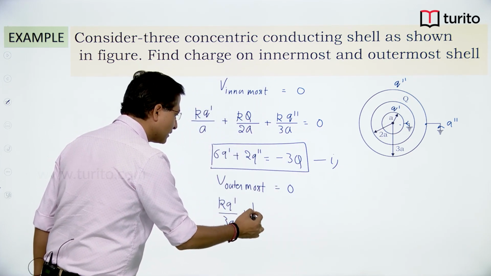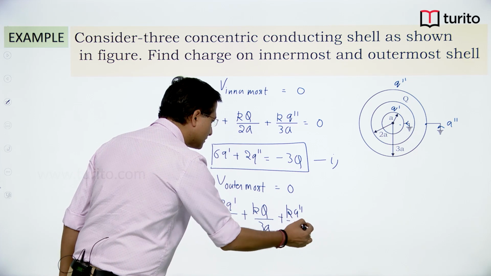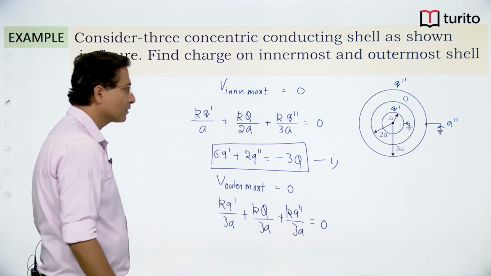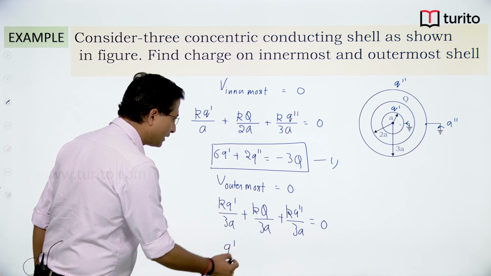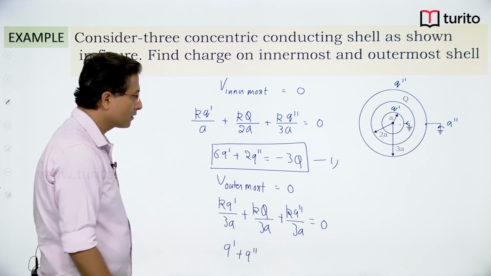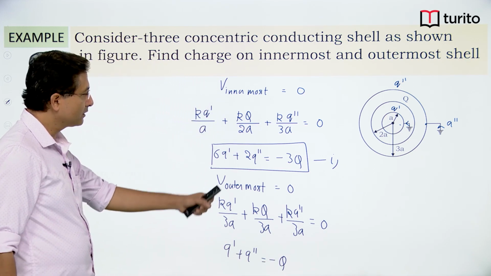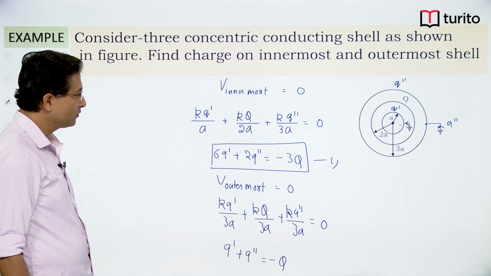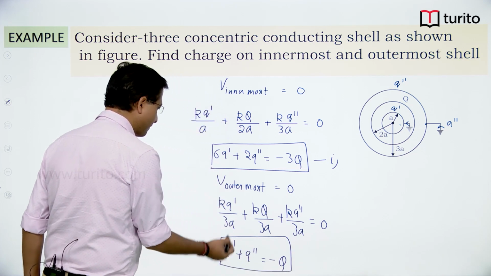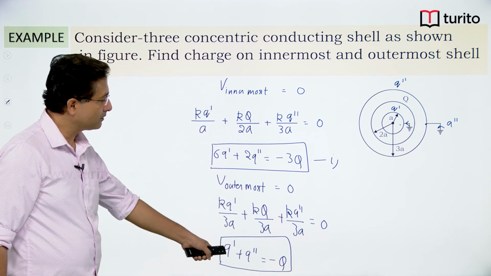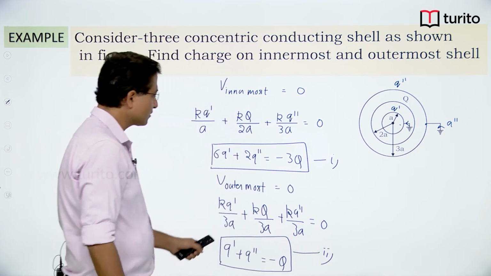right. So, kq' on the outermost potential due to all the charges: kq divided by 3a plus kq' divided by 3a plus kq'' divided by 3a is equal to 0, right. If you simplify this equation, then you can see that you are getting q' plus q'' is equal to minus q, right. All three will go on the other side. So now you can simplify this equation and this equation. If I multiply this equation by 2 and subtract, I can solve, right.